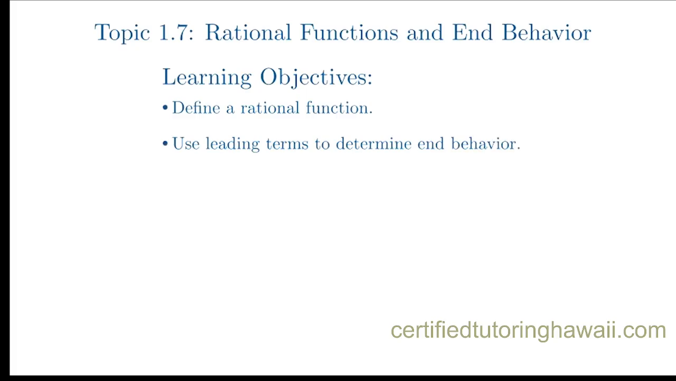And third, you'll be able to identify and find asymptotes based on the degrees of the polynomials in the numerator and denominator. So, what is a rational function? Let's start with a formal definition. A rational function, which we can write as r of x, is simply the ratio of two polynomials, p of x and q of x. This is a key concept.